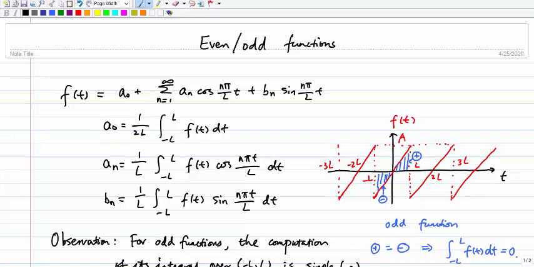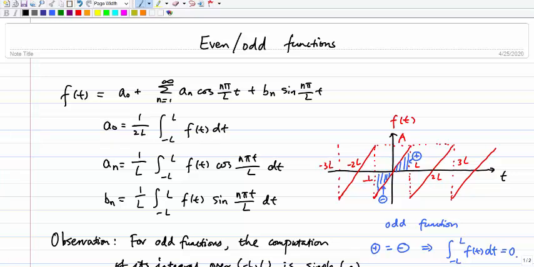In this video, I'm going to talk about even and odd functions. In the previous video, I talked about how to obtain the Fourier series for a general periodic function. In that lecture, I talked about the cases when we have the integration of even and odd functions, the integration will be 0.